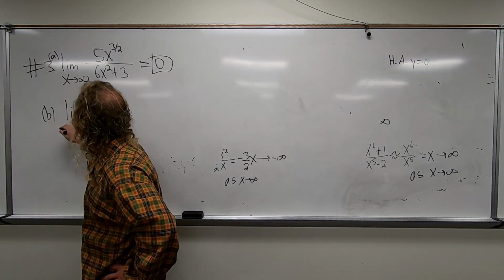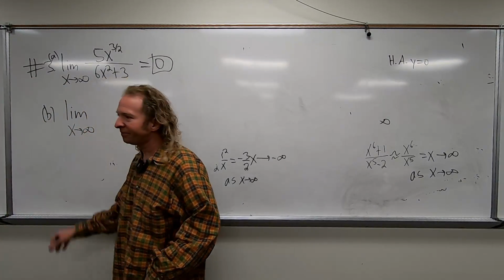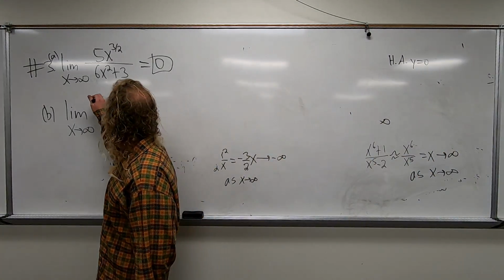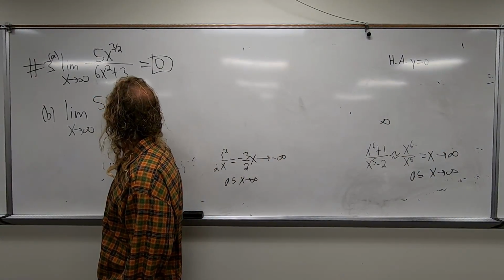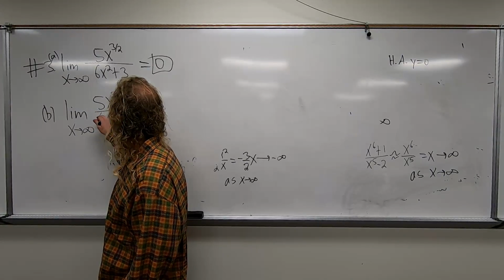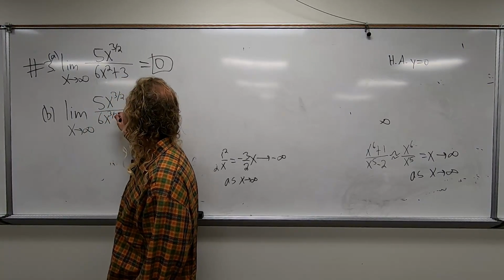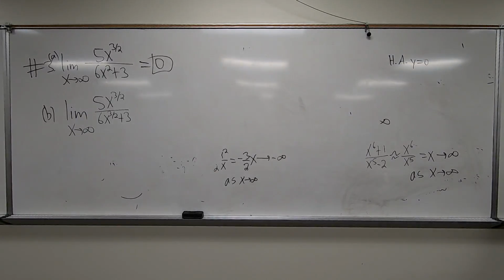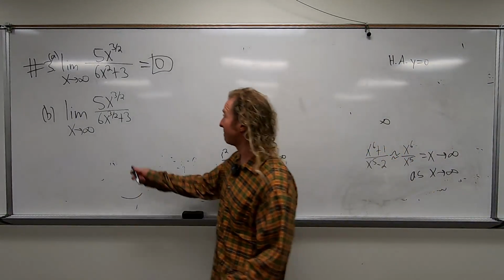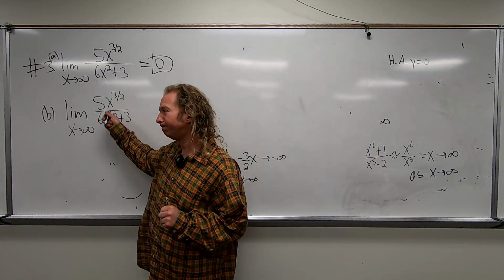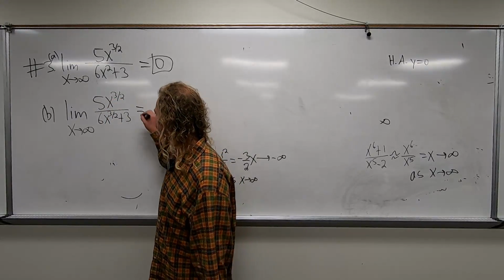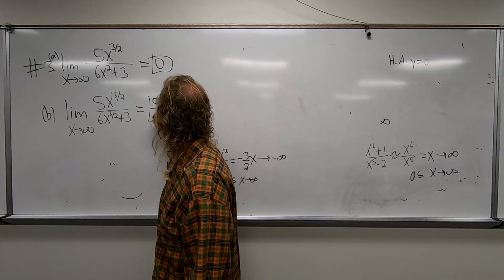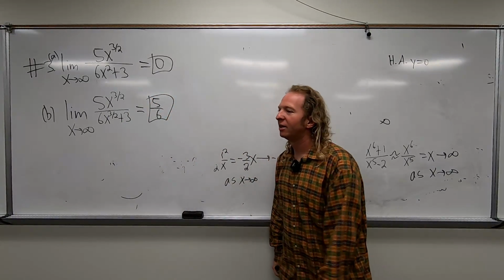Limit x goes to infinity, 5x to the 3 halves on the top, same thing. On the bottom we have 6x to the 3 halves plus 3. 5 over 6, yeah, very good, because they match. They're the same degree, same powers. So this is 5 over 6. That's it.